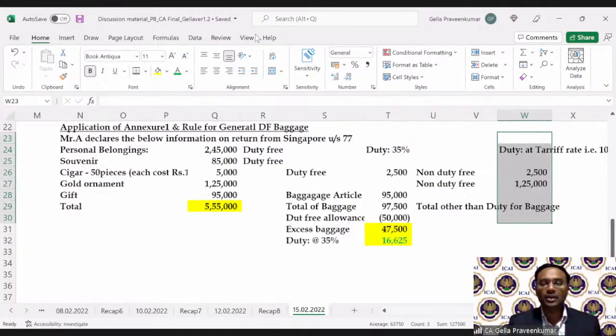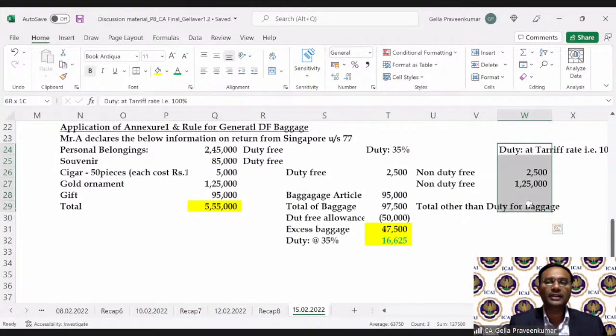Priya is asking, sir, should gold ornaments be duty free? Annexure 1 is giving me gold or silver in any form other than ornaments. If it is an ornament, I am not permitted under Annexure 1, Priya. This alone is what they're saying, that it is not in this particular Annexure 1. So if it is not permitted under Annexure 1, whatever tariff rate is there will be applicable, Priya.